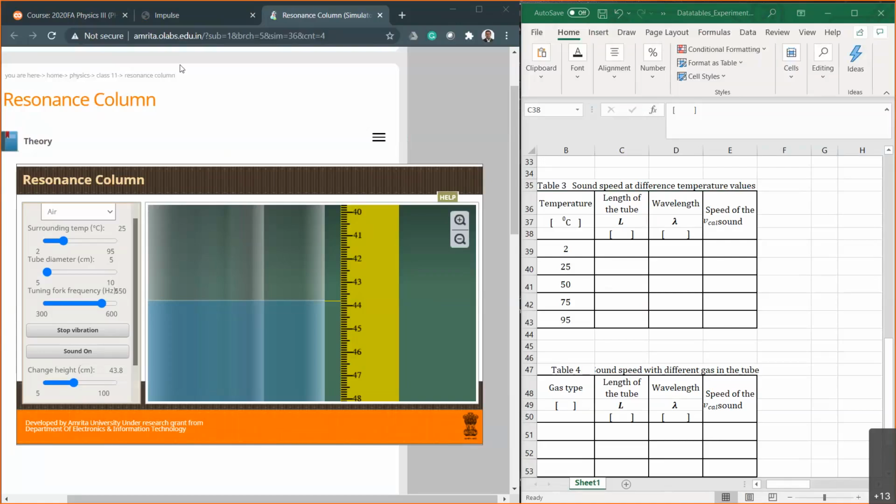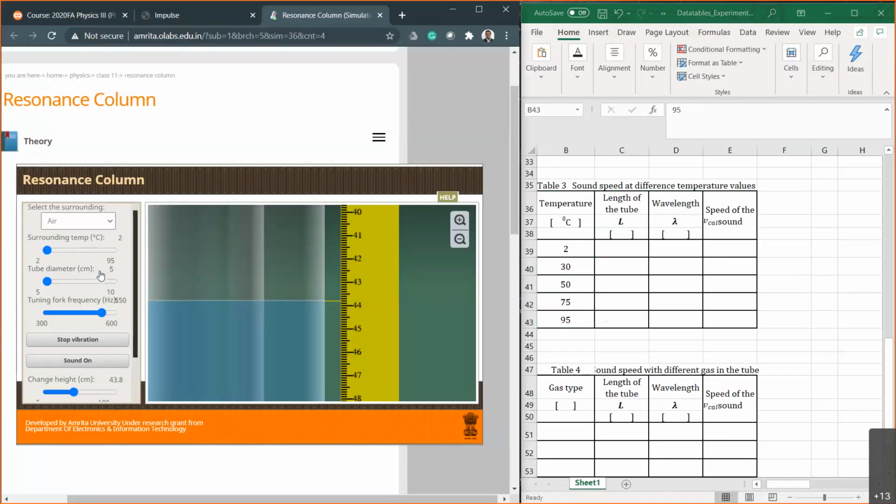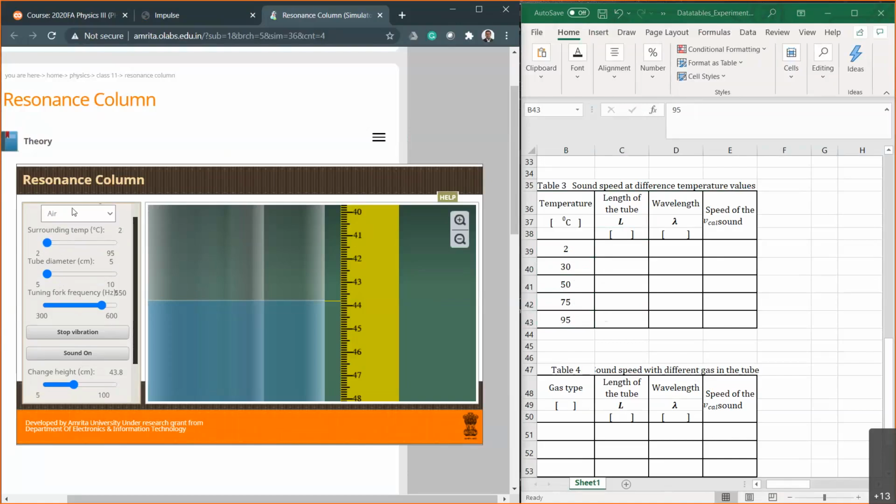So all we have to do is, let's say, the temperatures 2, 25, 50, 75, 95. 25 we did earlier, so let's do a different number there. Maybe I can do 30, okay? 30, 50, 75, 95. Let's start at 2 degrees Celsius, and then keep it going up. And then let's do the first resonance. The diameter doesn't change at all.